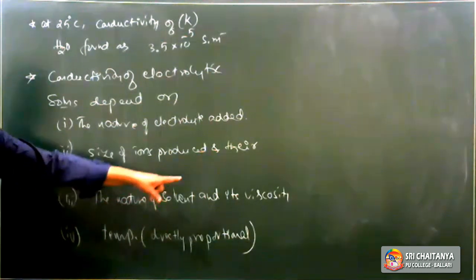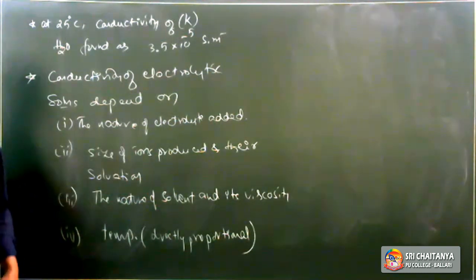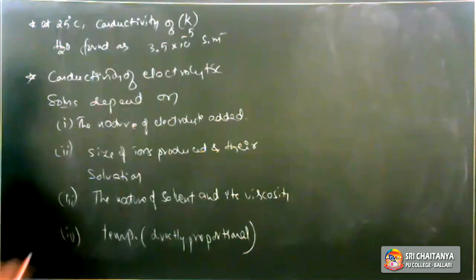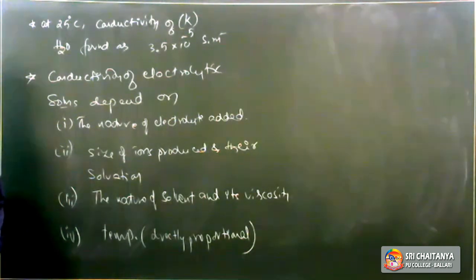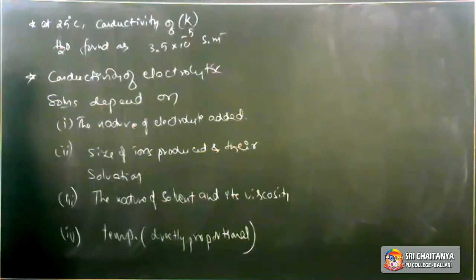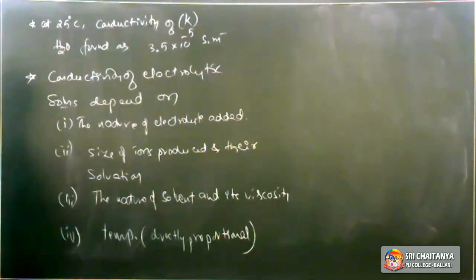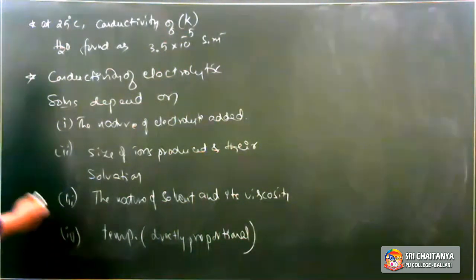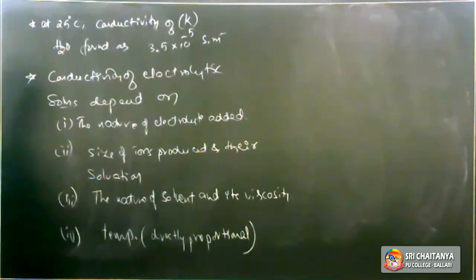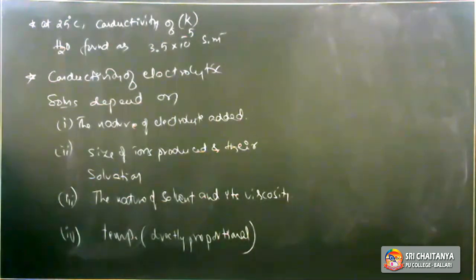Then the nature of solvent and its viscosity. That is also most important. If the solvent is viscous, therefore the ions will not move fast. Is that not so? The next one, temperature. If temperature is increased, ionization increases, and therefore you will find more conductivity.